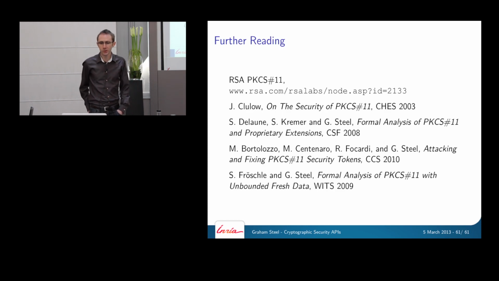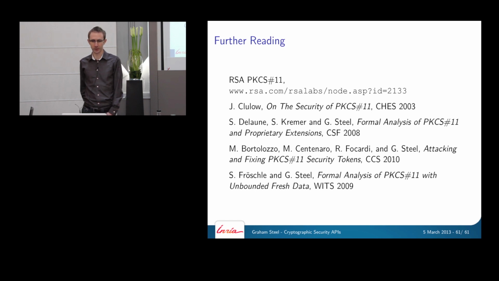Some further reading: you can read the latest version of RSA PKCS 11 on the RSA website. You can look at the draft standard for version 2.3. You'll see that the draft version 2.3 does include some authenticated encryption mechanisms for symmetric key, which is an advance, but it doesn't yet specify, for example, a way to use those for the wrap command, which obviously would be really useful. I mentioned Jolyon's paper at CHES 2003.